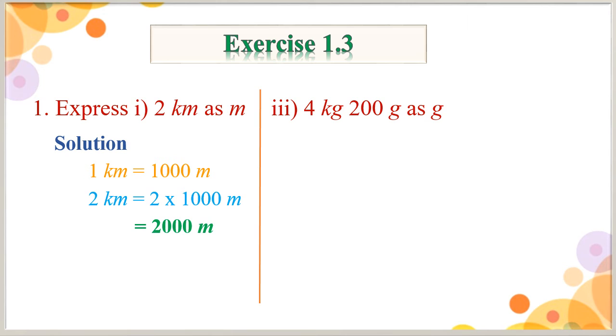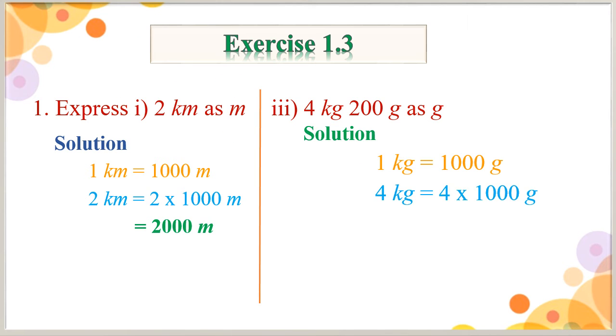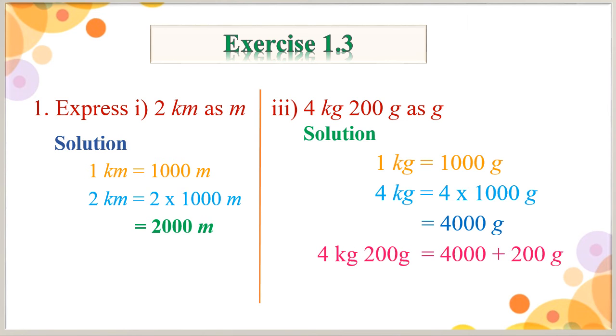And 4 kg 200 gram as gram. Here we have different units, isn't it? One is kilogram, another one is gram. That means we want to convert as gram, isn't it? So 1 kg equal to 1000 gram. That means 4 kg equal to 4 multiplied with 1000 gram, we will get 4000 gram. Now everything in gram, so we can add 4000 plus 200 gram, we will get 4200 gram.